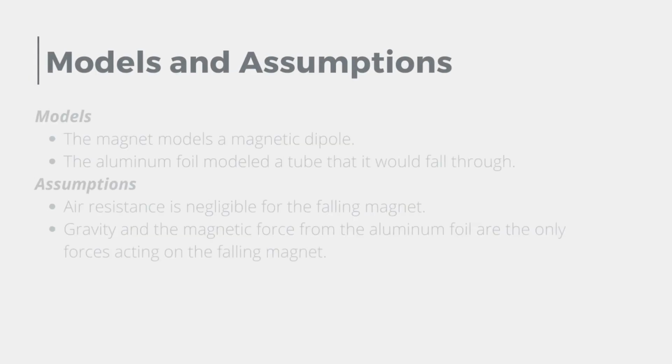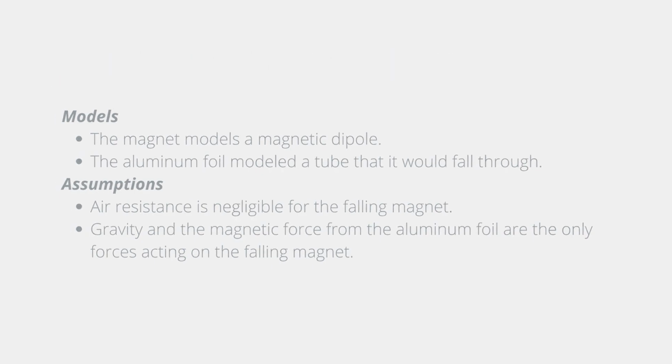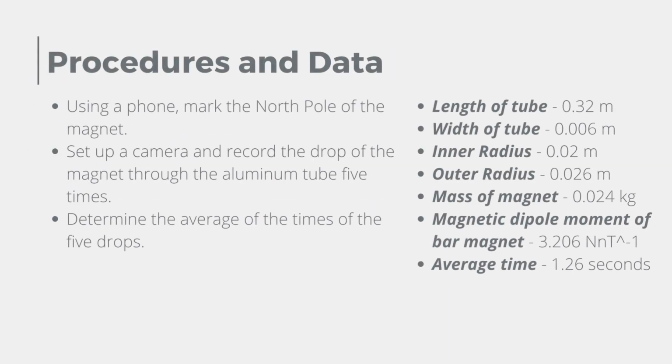Before going through the procedure of the lab, there are a set of assumptions that we must assume. First of all, we are going to assume that the magnet models a magnetic dipole. Similarly, we will also assume that the aluminum foil models a tube that the magnet will fall through. We will consider air resistance to be negligible in this experiment. Therefore, we can assume that gravity and the magnetic force from the aluminum foil are the only forces acting on the falling magnet. Now, the procedure of the lab includes a phone, magnet, and an aluminum foil.